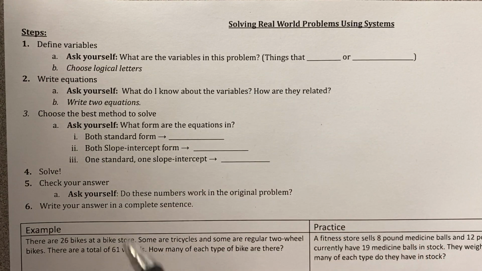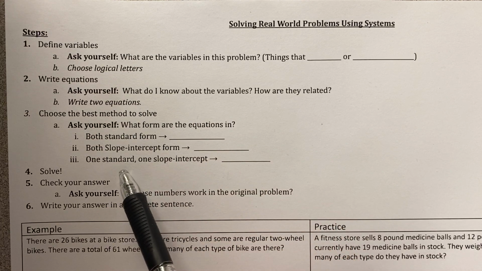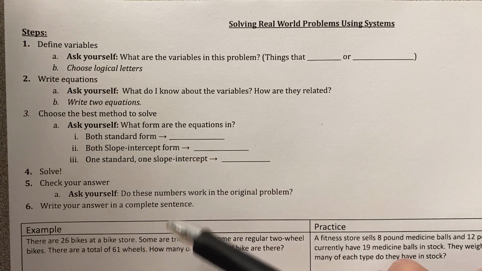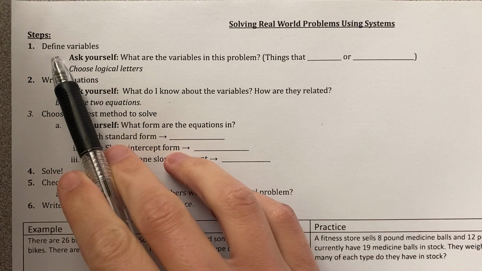Word problems can be tricky because sometimes it feels like there's a lot of information, but if you just go through these steps, what you'll find is that they end up being pretty similar, and you can always follow the same steps. So the first thing you're going to do is define your variables.